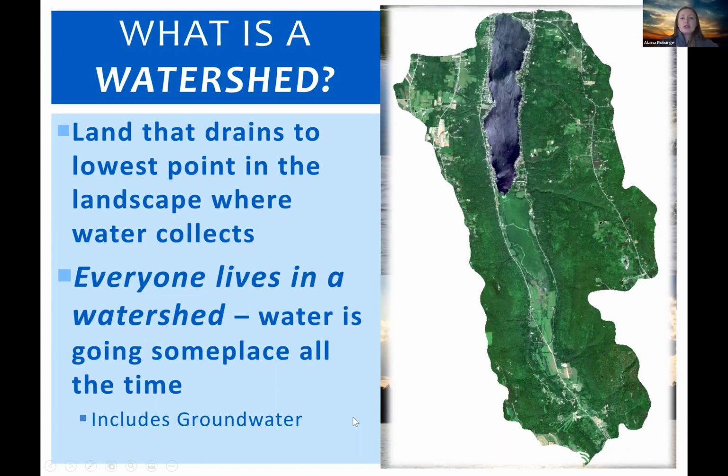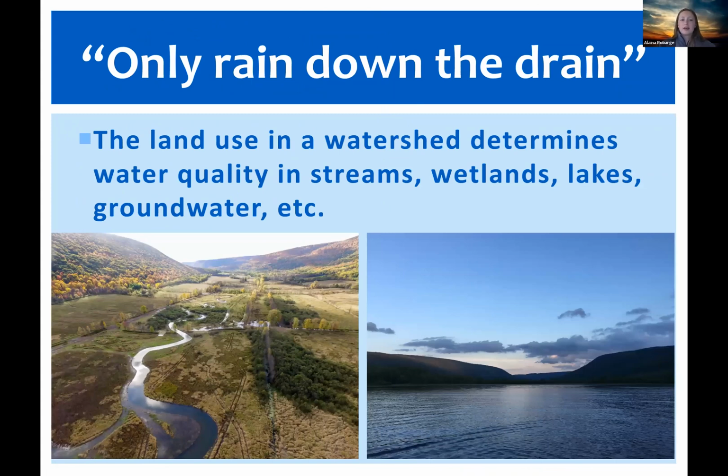So the land use in our watershed really does determine our water quality in all our streams, our wetlands, our lake, our groundwater. Everything that we do has an impact.